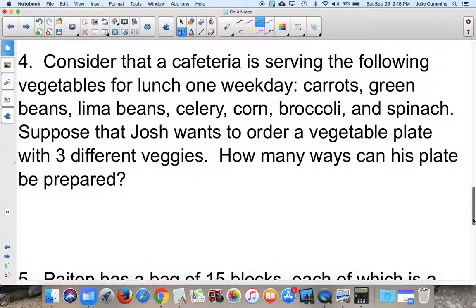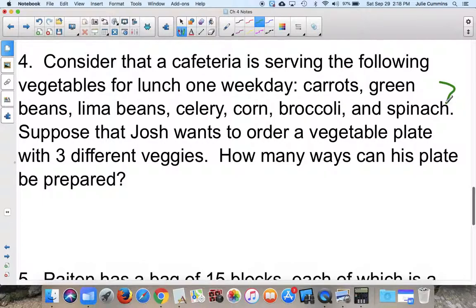All right, the cafeteria is serving the following vegetables for lunch. We have carrots, green beans, lima beans, celery, corn, broccoli, and spinach. Is that 7 things? 1, 2, 3, 4, 5, 6, 7. Okay, so we have 7 different items here. I don't know, that might be important. Josh wants to order a vegetable plate with 3 different veggies. How many ways can his plate be prepared?